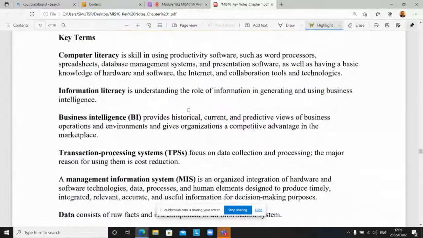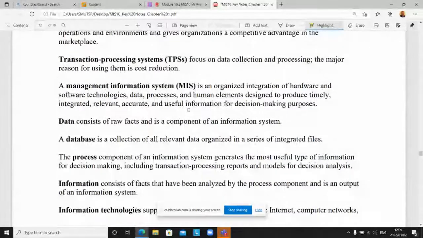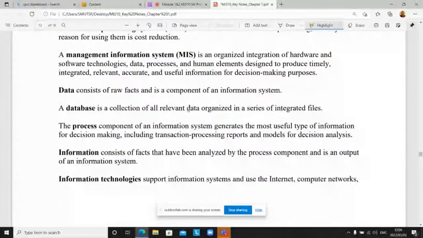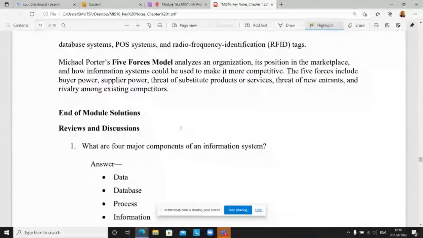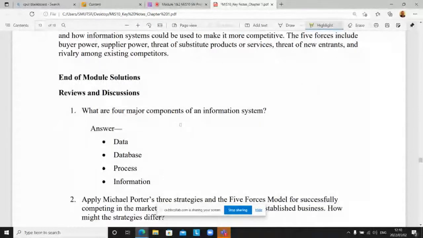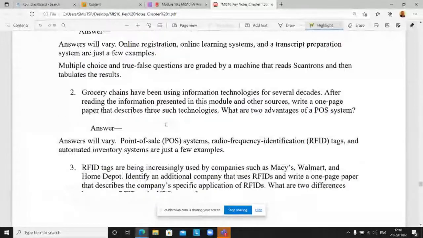Computer literacy, information literacy, business intelligence, a TPS, an MIS, data, database, a process which takes data and turns it into information. What is information? And then information technologies, Porter's 5-force model. And then there are some end of module questions here, which you guys may attempt. There's quite a few of them.